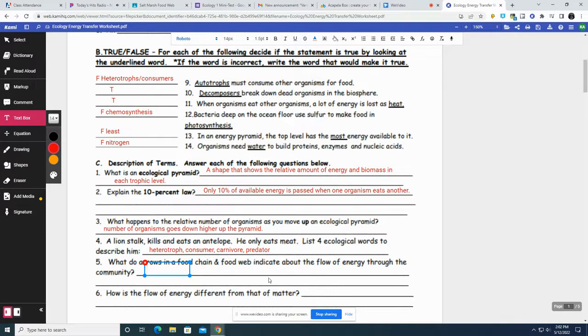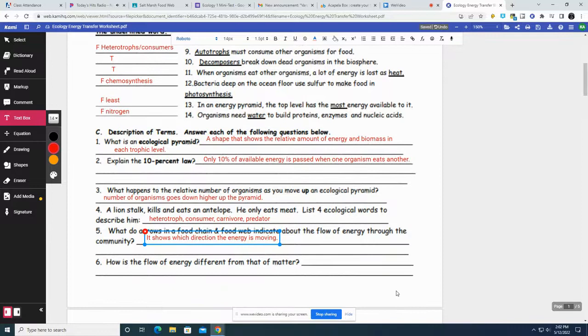What do arrows in a food chain and food web indicate about the flow of energy? Well, it shows which direction the energy is moving. So if there's an arrow from grass to rabbit, that means the energy is going from inside the grass and it's going into the rabbit. The rabbit is getting its energy from grass.